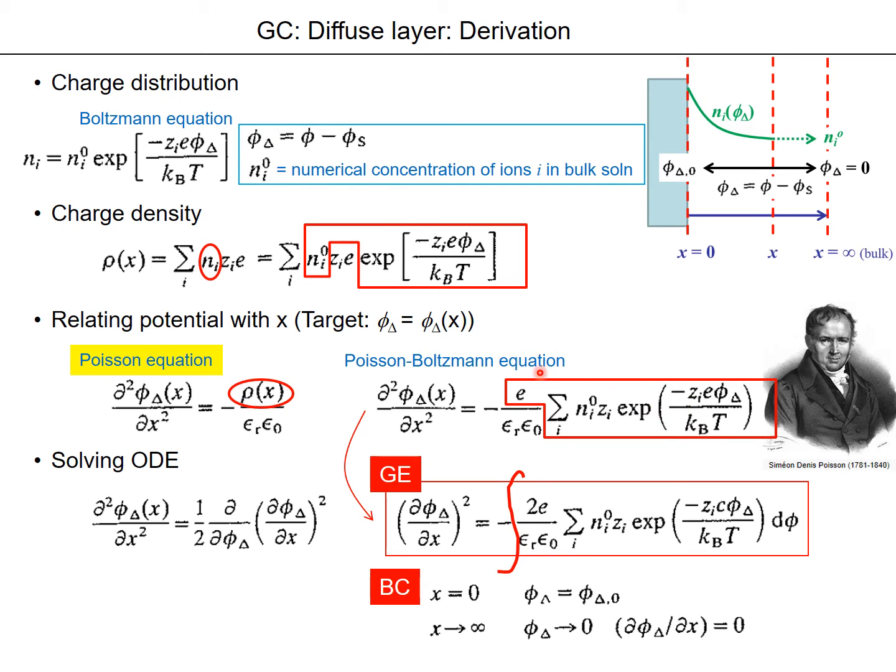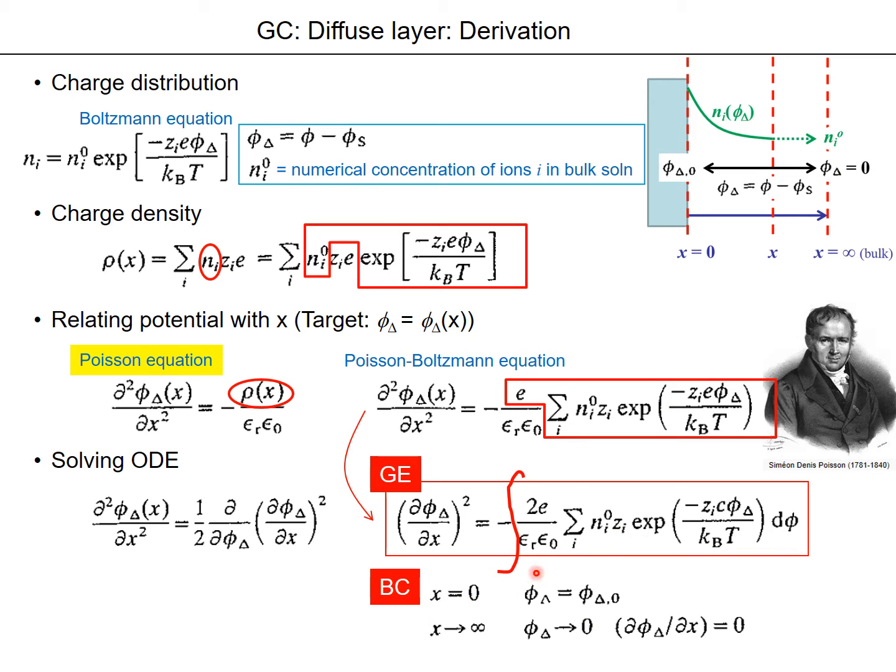Then the second derivative could be described by 1 over 2 times the first derivative of the square of the first derivative. So after integrating both sides of the equation, the square of the first derivative is equal to the integral of this equation. That is the governing equation, the Poisson-Boltzmann equation, and then here is the boundary condition.